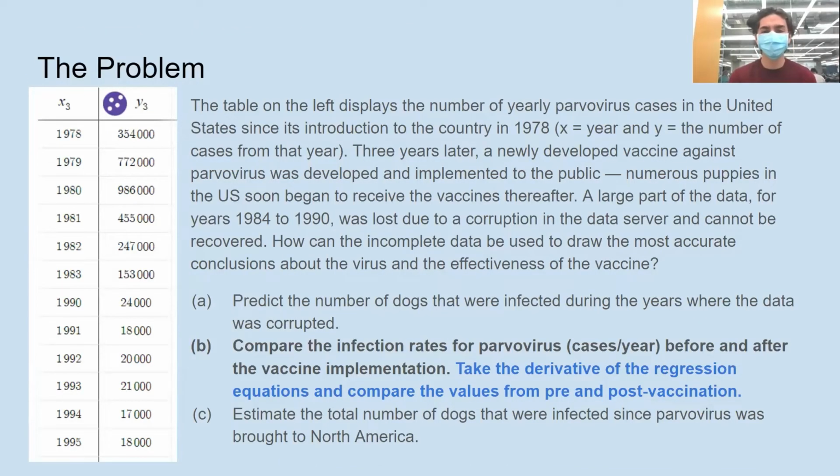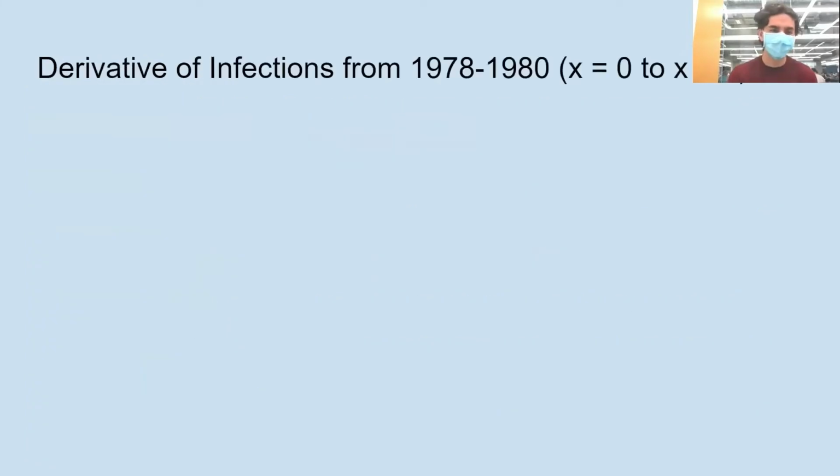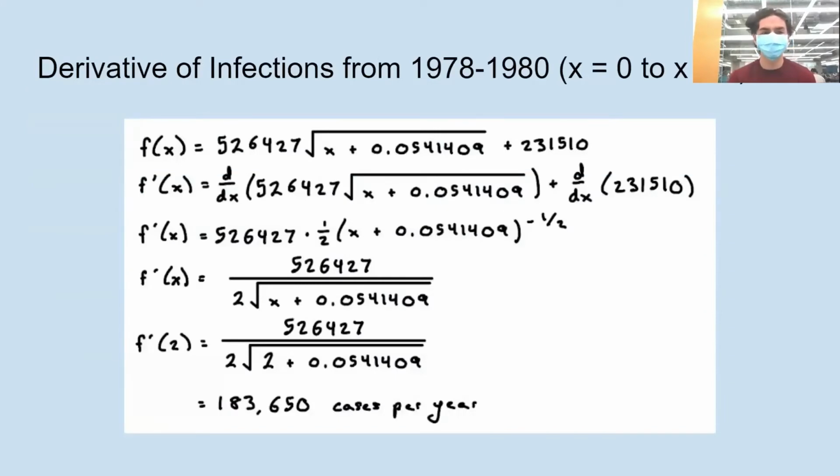Now we took the derivative of these regression equations and compared the values from pre and post-vaccination. First, in the first line, we have the derivative itself. Then, when taking the derivative, for the constant rule, because there's a constant at the end, we just knocked it off as that turns to 0. For the derivative of the rest of it, we just used the power rule, which made the derivative relatively simple, and we plugged in the number 2 as it represented the final point before vaccination was implemented, and we got about 183,000 cases per year.